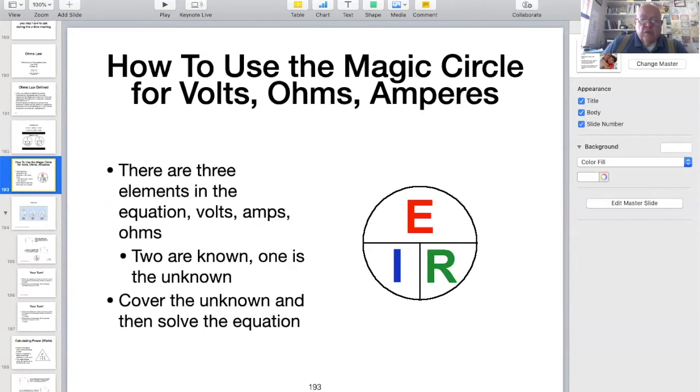Each possible test question will supply 2 of the 3 numbers and ask you to calculate the unknown value. For instance, question T5D04 asks, what is the resistance of a circuit in which a current of 3 amps flows through a resistor connected to 90 volts? The known information is the current of 3 amps and a voltage of 90 volts. The unknown is the resistance. Here's how to use the magic circle to calculate the answer. Cover up the unknown value and solve the resulting equation.